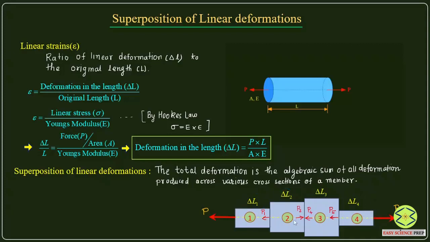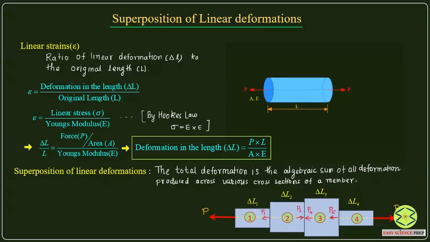Whenever we do the algebraic summation of individual deformations, we have to be very careful. If there is an elongation in the member, it is called positive deformation. If there is a compression in the member, it is called negative deformation. So tensile deformation or elongation is taken as positive and compression is taken as negative.